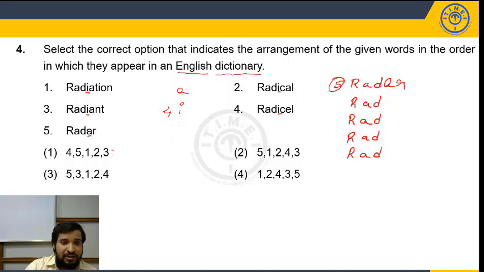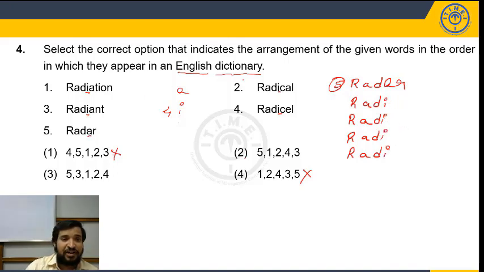Now I can eliminate choice 1 as well as choice 4. The first one should be the radar, that is 5. Choice 2 or choice 3 should be the answer. Now we'll see the next. If you observe the remaining 4 words, the fourth letter is I. So it will be common.